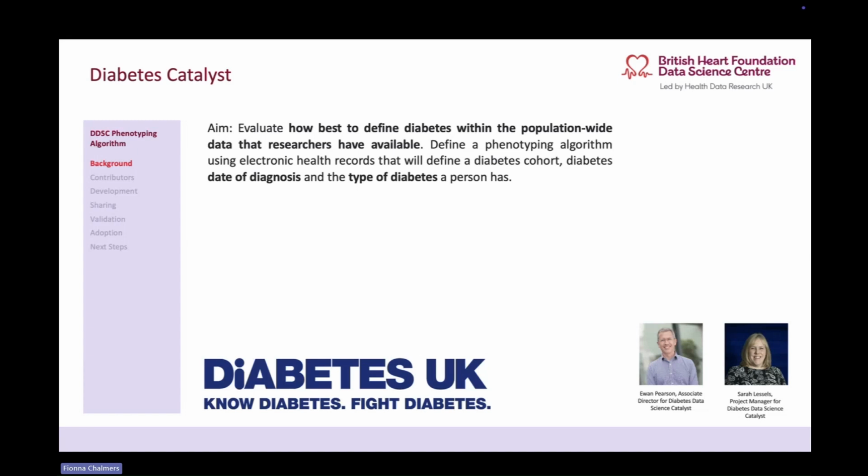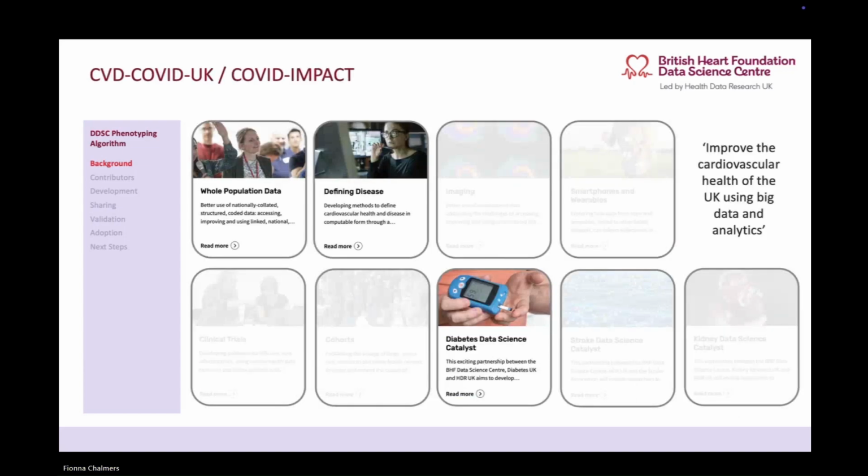So before I go on to the algorithm, I'm just going to spend a few more minutes talking about that population-wide data that researchers have available to them, because this informed a lot of the algorithm development. So if you're unfamiliar, there's many different areas and parts of the British Heart Foundation Data Science Centre beyond the Diabetes Catalyst. One of our main areas is called full population data, and this is where we're working with structured data or electronic health records, data that's collated at a national scale to do cardiovascular research.